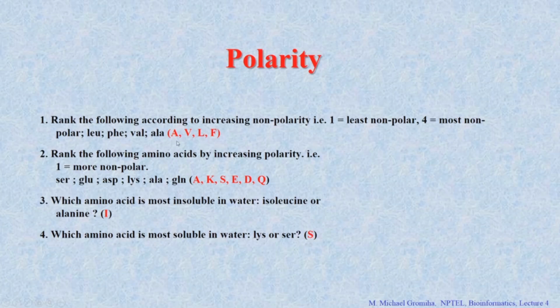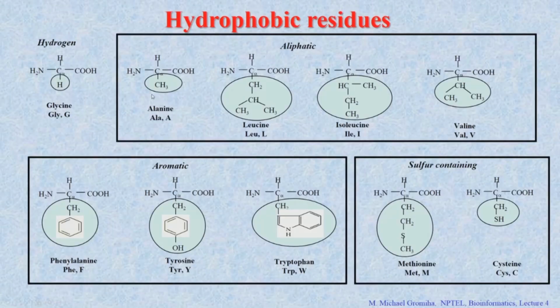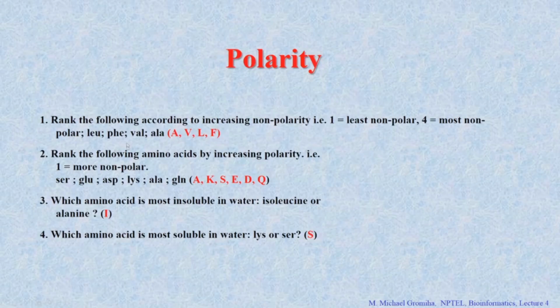Why is alanine less non-polar than valine? Small, right. Alanine contains how many CH2 groups? Only one, you can see here. So, this alanine has one CH2 group. Valine has 1, 2, 3, right. Leucine has 1, 2, 3, 4, right. So, accordingly, if you look at the number of CH2 groups, alanine has fewer, valine has more. So, valine is more hydrophobic than alanine, right. You can increase the order of non-polarity.